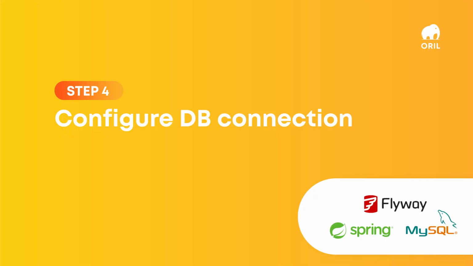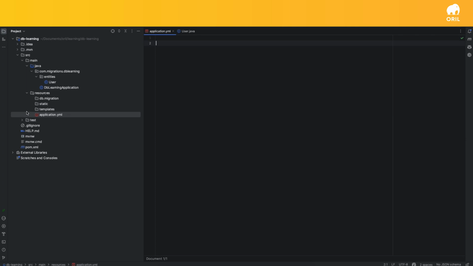Step 4. Also, we want to configure a database connection. For this tutorial, we'll use a MySQL database hosted on our local computer. So, let's quickly configure our app to communicate with the local database. We also enable Flyway processing by adding a pair of config properties.